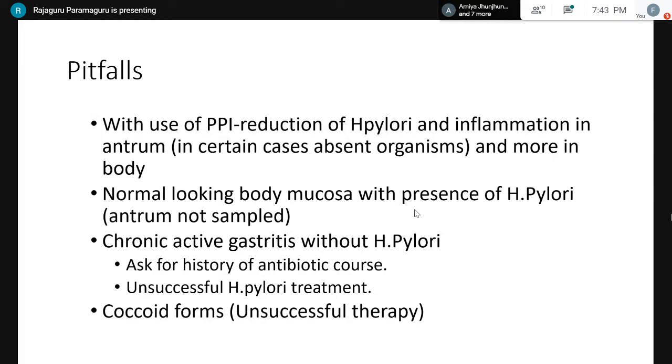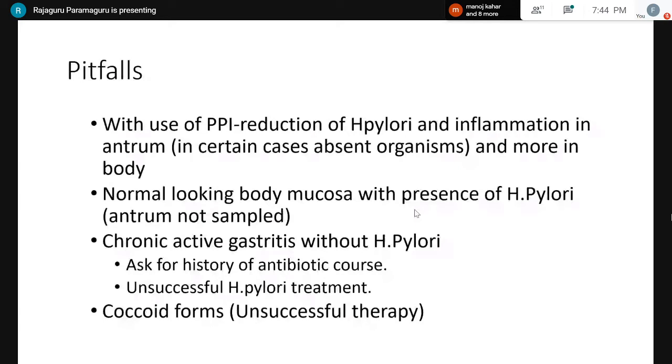When they take that, there is a significant reduction in the H. pylori load in the antrum, as well as the inflammation in the antrum. And what happens is the inflammation and the organism shift to the body. The exact cause might be the reduction in acid secretion, because the colonization happens in the body. So when you get a biopsy where the antrum looks completely fine or shows mild inflammation, and the body mucosa shows significant inflammation, you don't have to think about whether you are dealing with autoimmune gastritis or not.